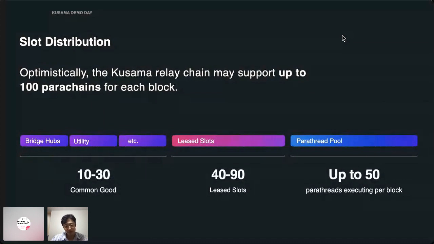So what this means is that it leaves essentially 40 to 90 leased slots that are possible for parachain developers to potentially acquire. And this means that all of these leased slots are quite competitive to get. Just a quick note is that this 100 parachain number doesn't actually include the 50 or so parathreads that can also execute per block that are not part of this 100 parachain number.